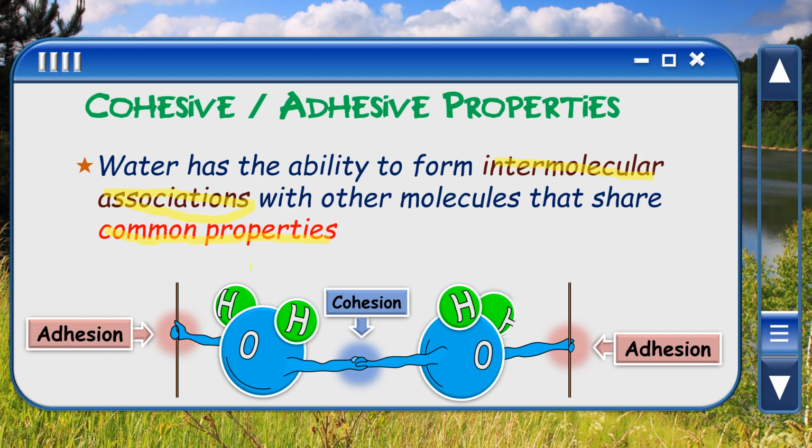If you have a water molecule here, the force of attraction between a water molecule and another water molecule is what we call cohesion force. Then if you have a stick or another structure here, water holds on to that structure by adhesive force, or adhesion force. That's why water has the ability to form intermolecular associations with other molecules that share common properties.